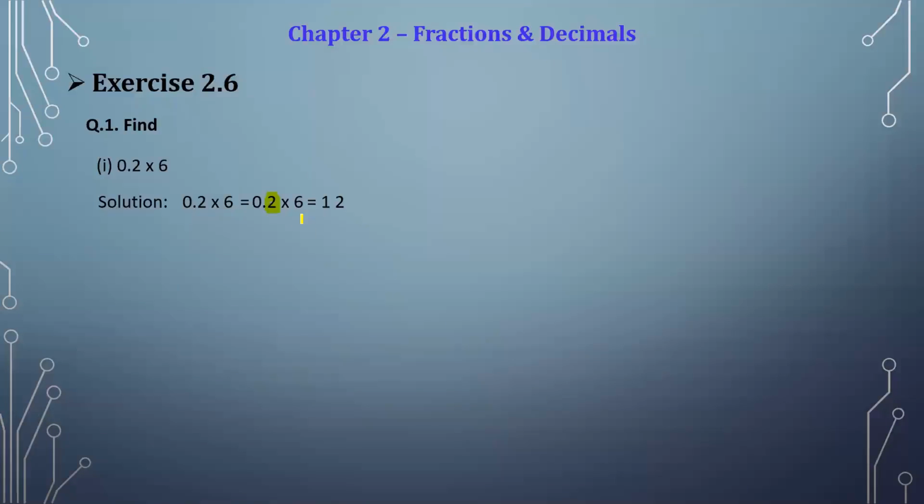6 is a whole number, so that number is not considered as a decimal number. We have to skip that 6. We are not going to consider that 6 while considering the decimal point. We are ignoring it because it is a whole number. But in the decimal number 0.2, only a single digit is present after the decimal point.